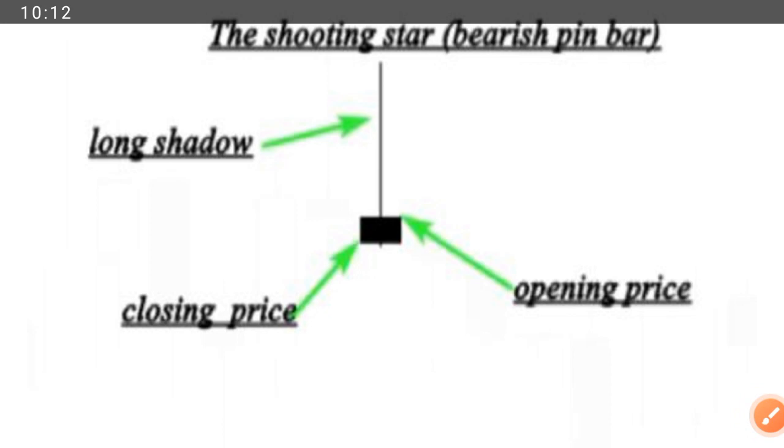Now, what does that tell us? It shows that the sellers are showing strength. So if it happens at the top of an uptrend, that means there is a possible reversal. If it happens on a resistance level, a major resistance, that means there is a possible reversal.